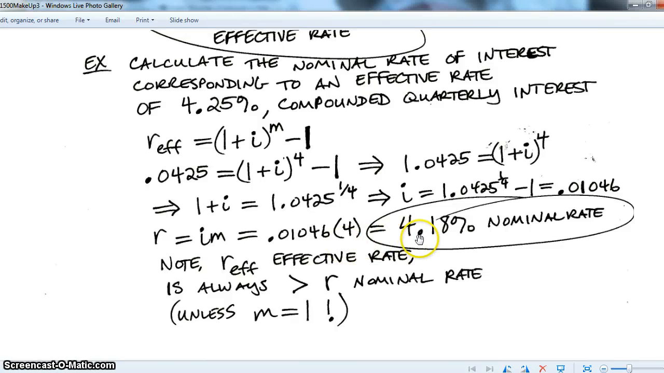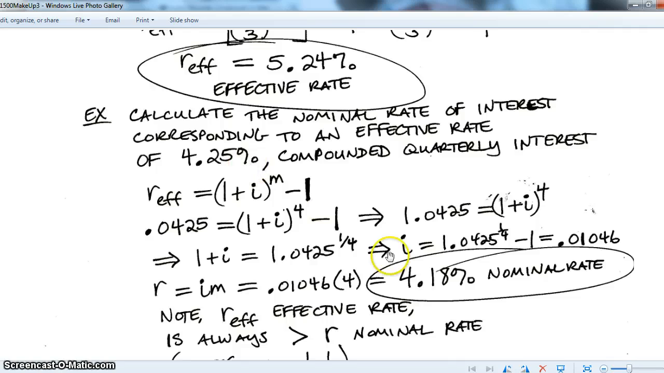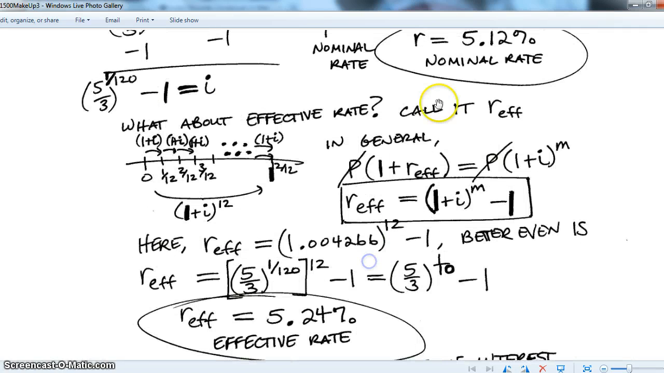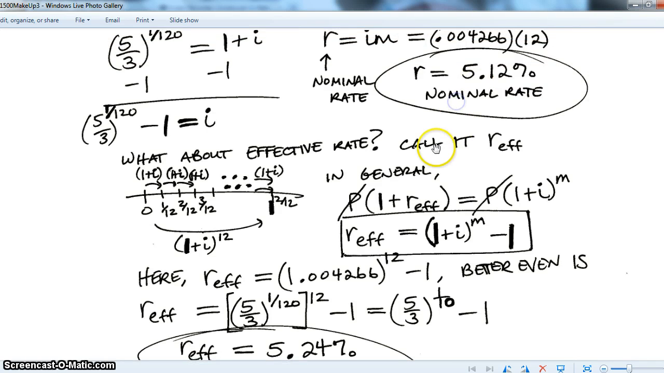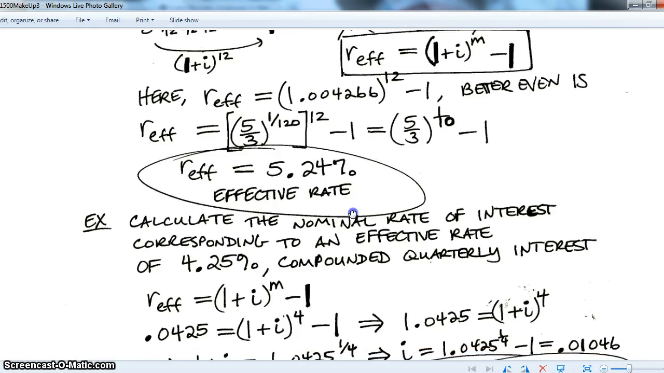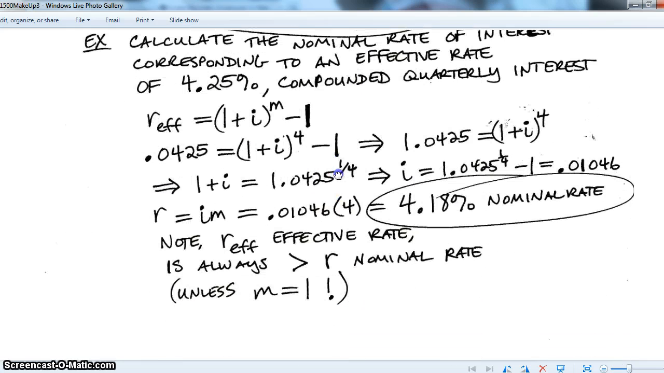Notice again, the nominal rate, 4.18%, is less than the effective rate, 4.25%. We've just gone in the other direction here. I gave you the effective and asked for the nominal. In the previous problem, we figured out the nominal rate first, and then figured the effective. But you should be able to do one from the other, both directions. Again, notice the effective rate's always bigger than the nominal rate r, unless m is equal to 1. They're going to be the same in that case.